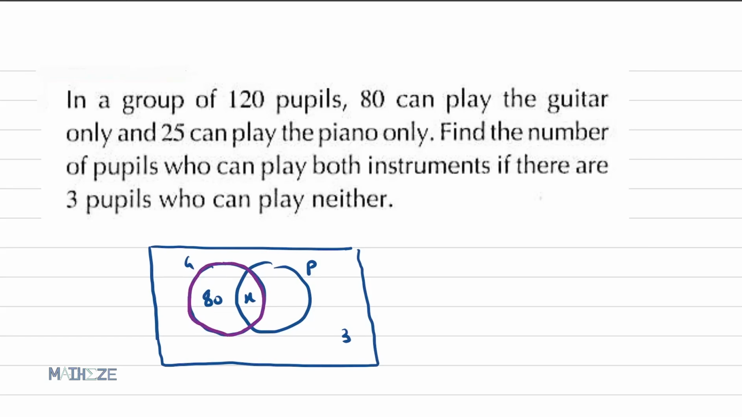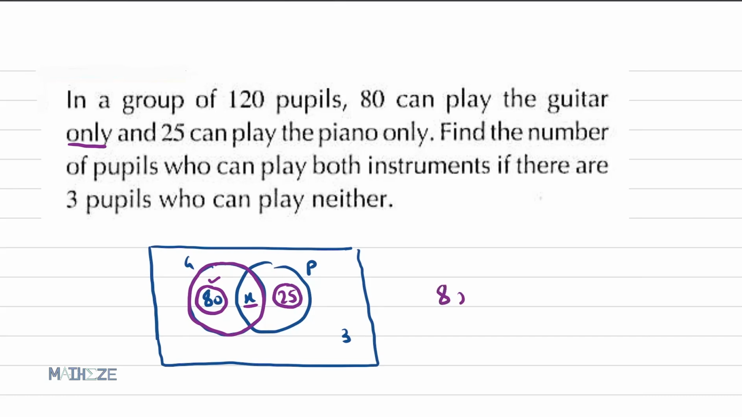If that was the case, if you had written x in the middle, what would you write here? 80 minus x. But because the question says only, that means this will be only 80. Got this? How many piano people? 25 only. If the question didn't say only, you would write 25 minus x here.